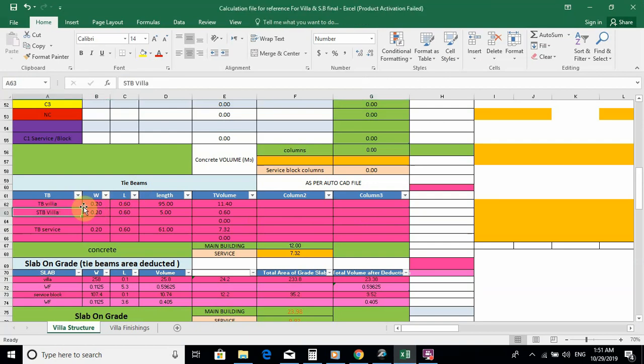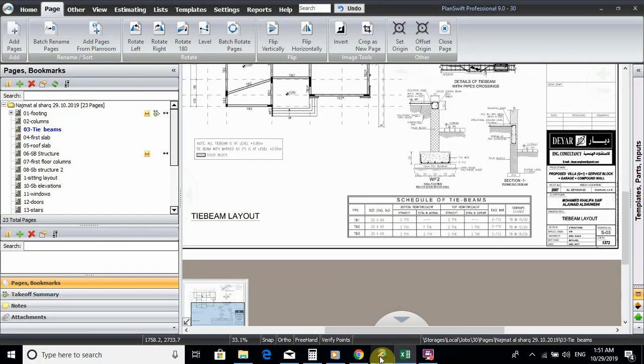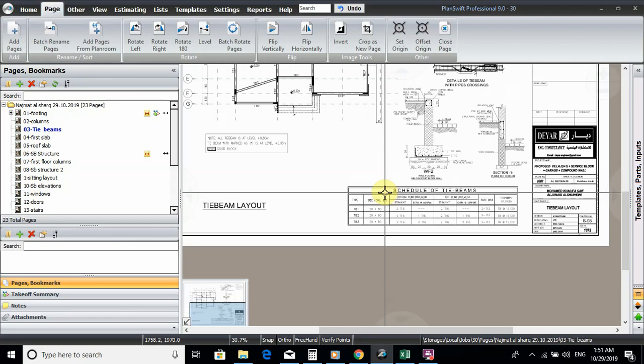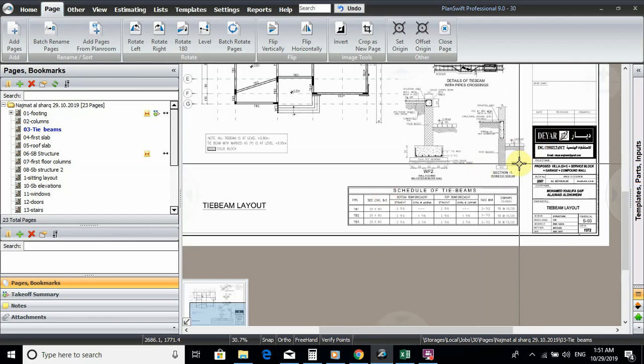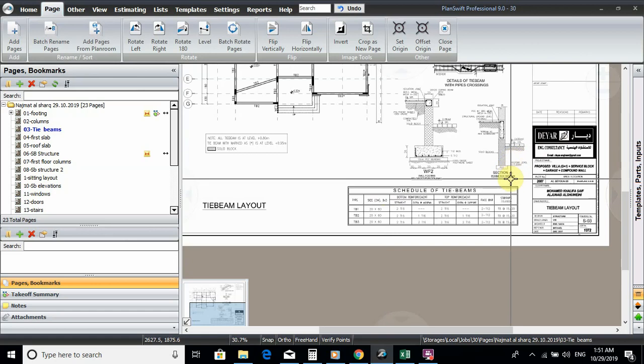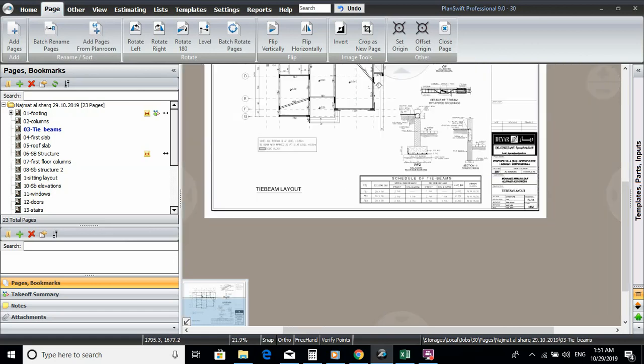Strap beam: there are no strap beams for the Villa, so delete this item, okay? And delete the length and 20 by 60, because most of the Villas I'll give you are almost not identical, but if it's the same consultant, then we are on with something easy.